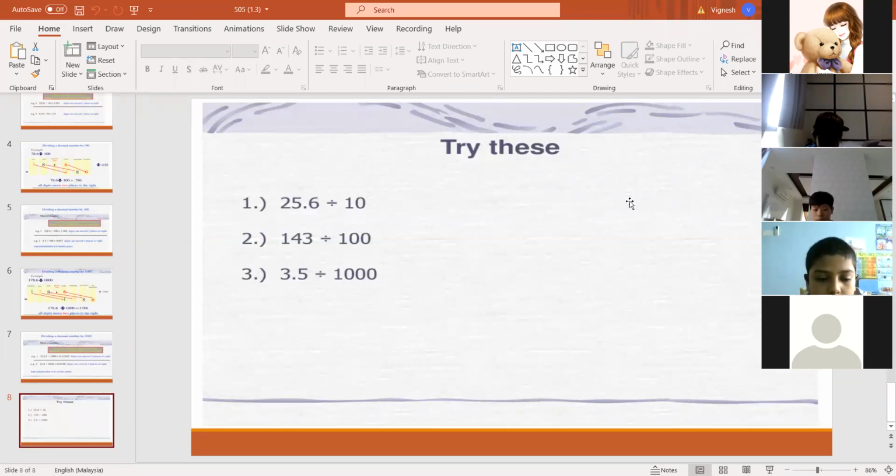143 divided by 100 will be 1.43. Okay. 3.5 divided by 1,000 will be 0.0035. 0.0035. Very good. Okay. Any question, class?